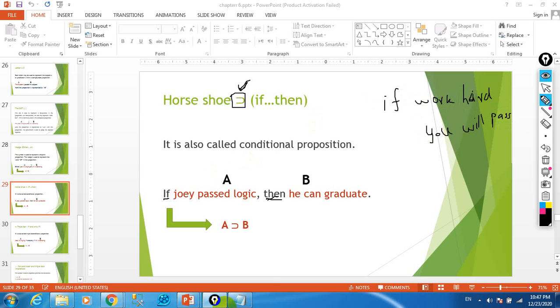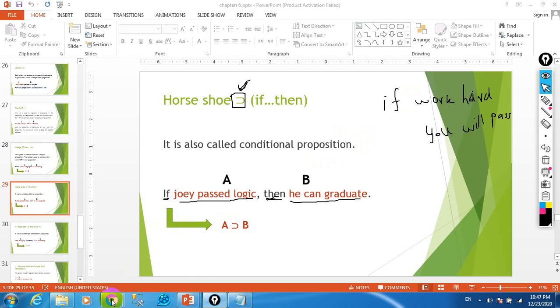Here the condition is "if", so we represent it using the horseshoe symbol. Look at this: "If Joy passed logic" is the first part of this proposition, and this is the second part. So how will we combine them when we have an "if" situation and then a "then" situation? We represent it as A horseshoe B. This is the horseshoe, the conditional proposition, and the representation of a conditional proposition in symbolic logic. I hope you got this.